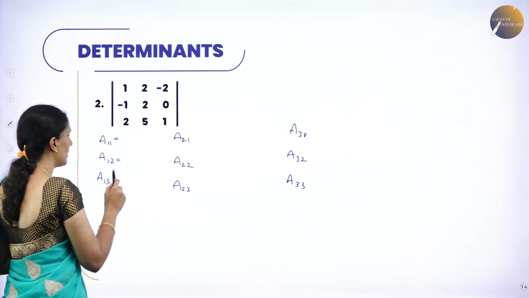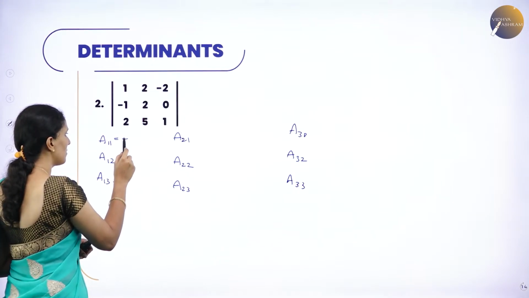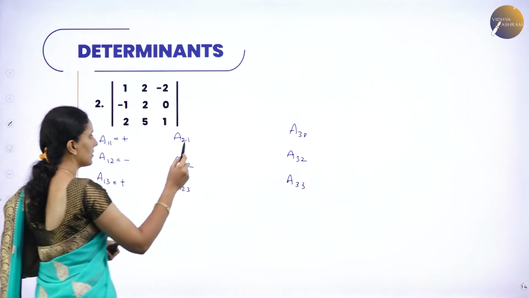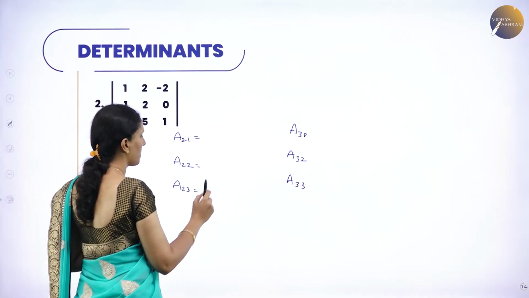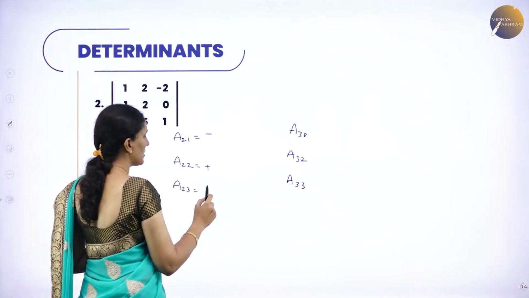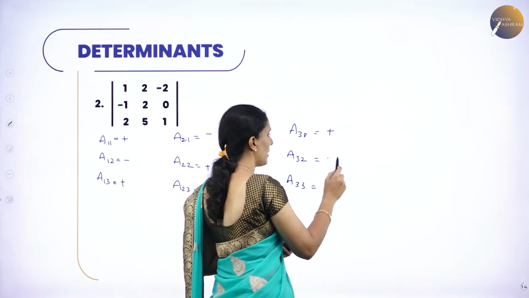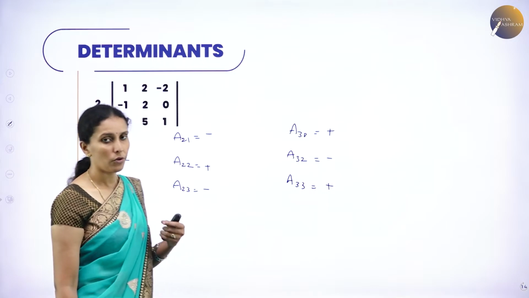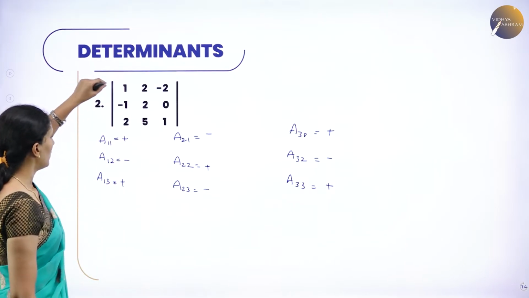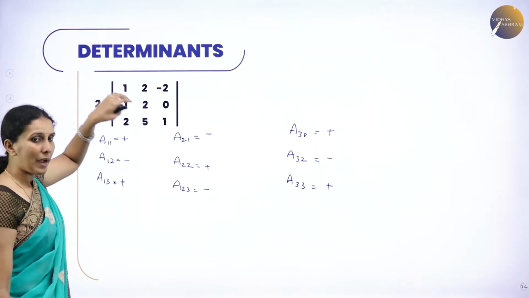So what about the sign? Use the sign as indicated. This is always plus, minus, plus, and here it is minus, plus, minus. So here plus, minus, plus. If it is 0, no need to substitute the sign. Now we have to take the minors of each.